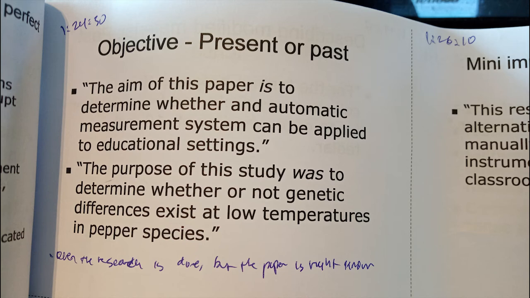This is a rule of scientific writing. We have had it for like 100 years. It's kind of weird, I know. Just remember, the research is over, but the paper is right now. So look at this example. The aim of this paper is, because it's the document that you're talking about, you use the present tense.